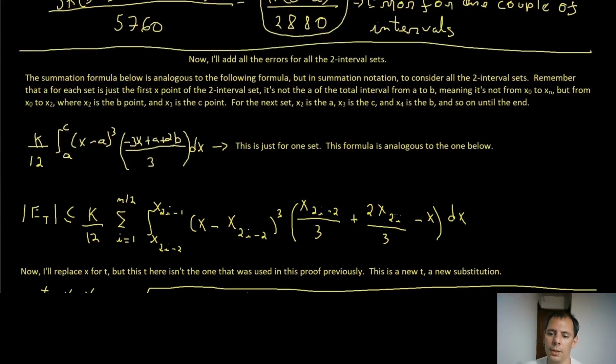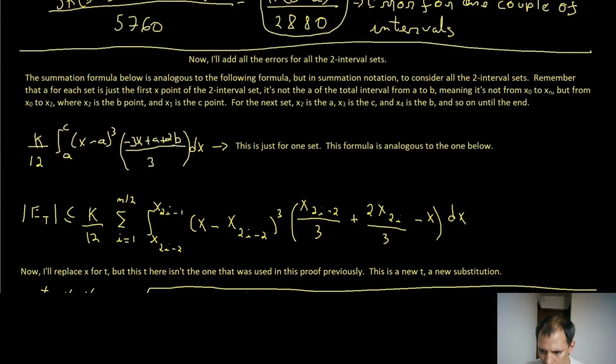The b is going to be x sub 2i. Why? Because what is the b? Again, it's going to be x2 and x4 and x6. You have to remember, guys, that the b of the previous set is the a of the next set, and the b of this next set is going to be the a of the set following it. So x2 is a and b at the same time. x4 is a and b at the same time. It's confusing, but once you visualize it in your mind, it's just going to work.